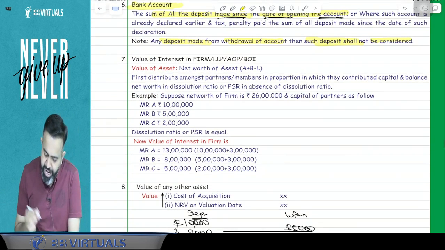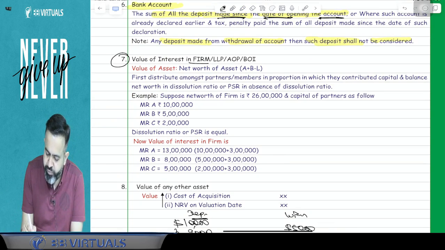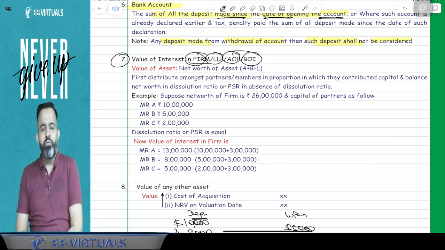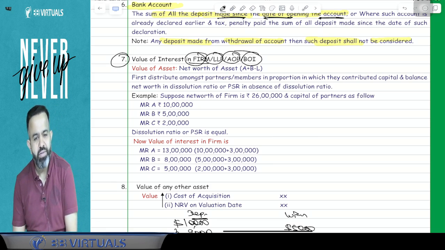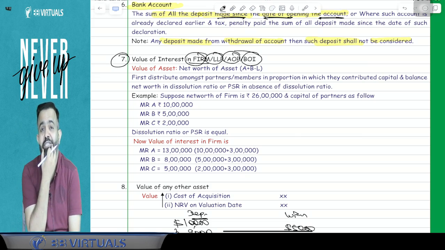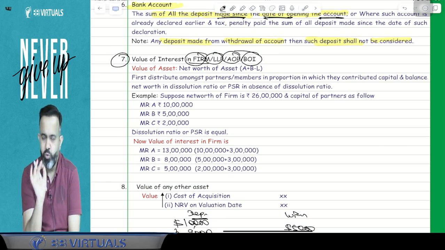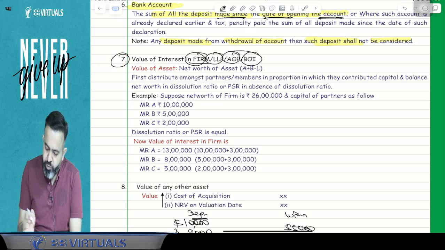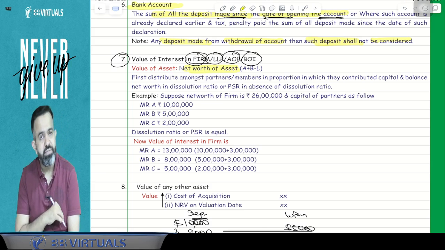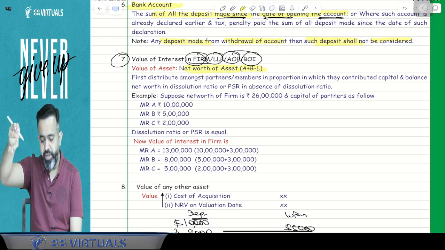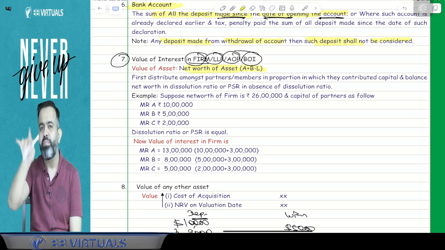Now, sir, suppose I am having interest in any firm or LLP or AOP or BOI, then how to determine the interest value? For an example, there is a partnership firm in the UK and I am holding 20% PSR. If I am holding 20% PSR, then how to determine the value of that share? So here the lawmaker says that just do one thing. Whatever the partnership firm, LLP or AOP or BOI outside India, first calculate the net worth of the asset. Net worth means A plus B minus L. Means for that partnership firm or LLP or AOP or BOI, first calculate A plus B minus L.